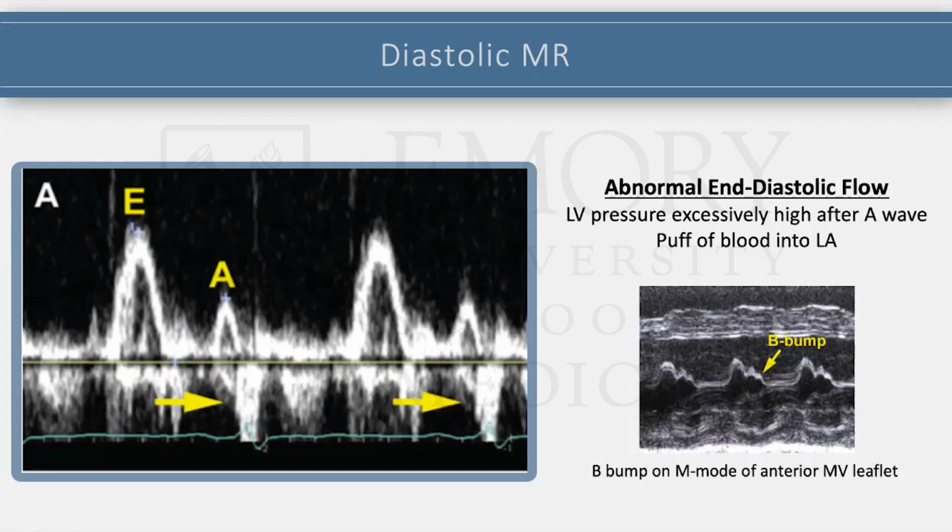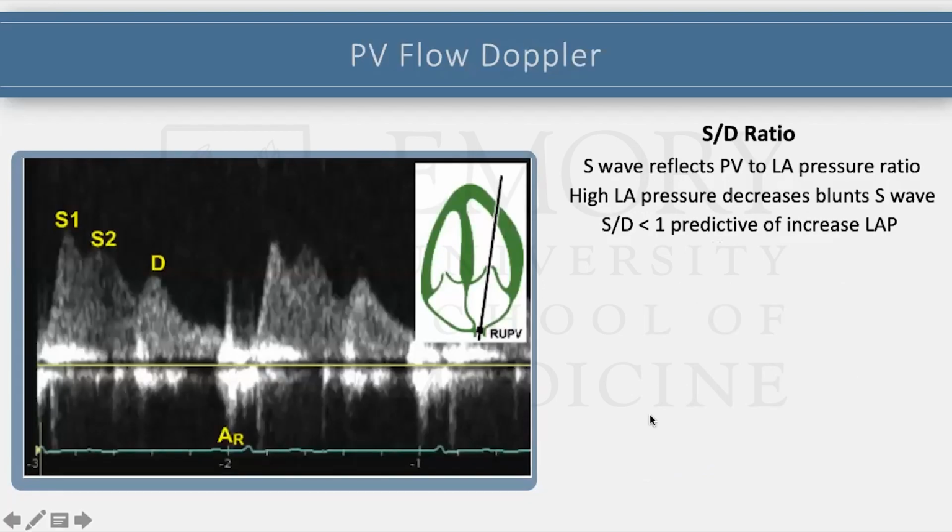Okay, so that's one thing that might come up that we can look after. Probably used more often are the pulmonary vein Doppler flows. I think something that we are often looking at, but not necessarily always directly incorporating into our report of diastolic function, is that when we're looking at blood flow into the left atrium from the pulmonary veins, your S wave is roughly reflective of the pressure gradient between the vein and the LA.